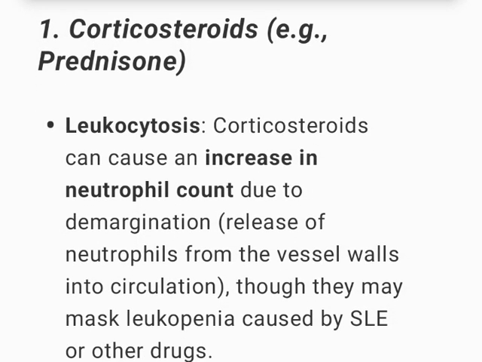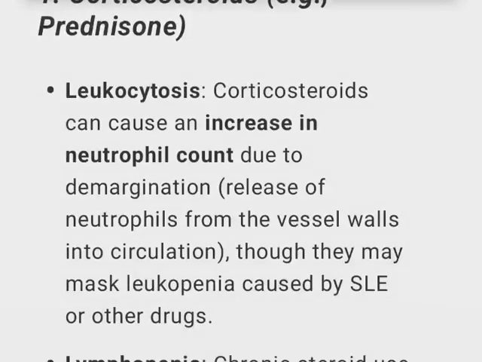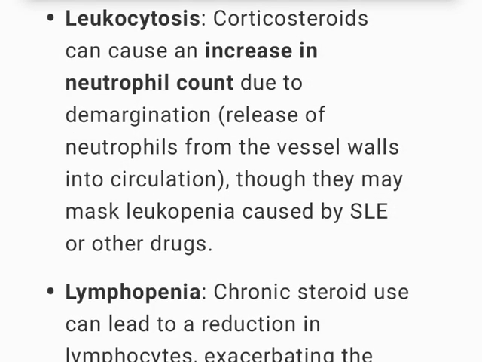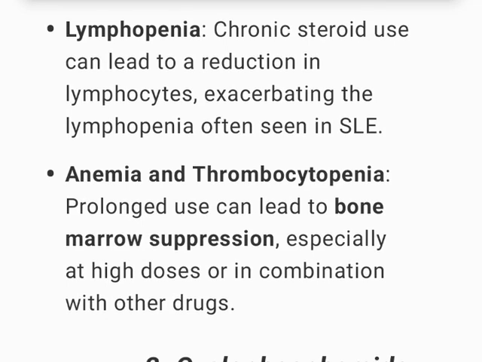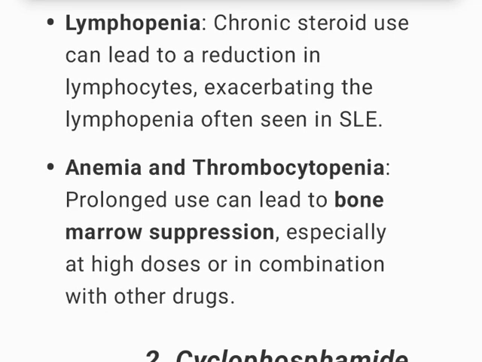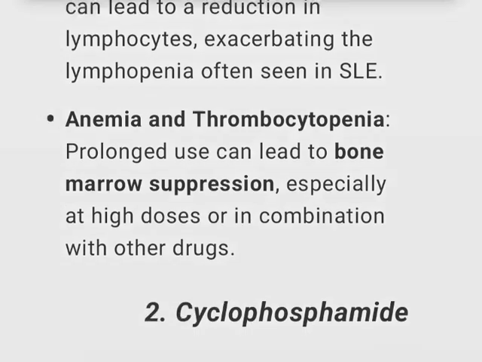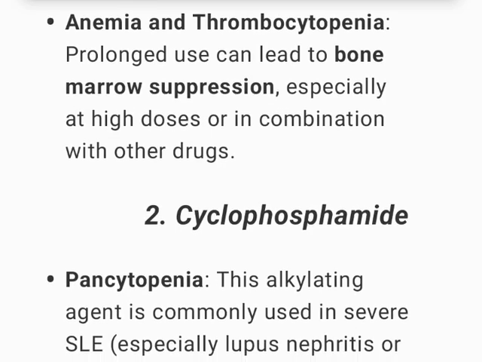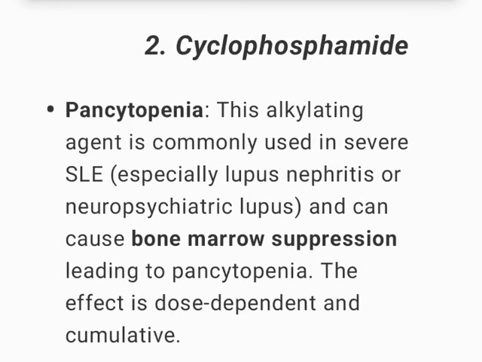Number 1. Corticosteroids, e.g. prednisone. Leukocytosis. Corticosteroids can cause an increase in neutrophil count due to demargination, release of neutrophils from the vessel walls into circulation, though they may mask leukopenia caused by SLE or other drugs. Lymphopenia. Chronic steroid use can lead to a reduction in lymphocytes, exacerbating the lymphopenia often seen in SLE. Anemia and thrombocytopenia. Prolonged use can lead to bone marrow suppression, especially at high doses or in combination with other drugs.